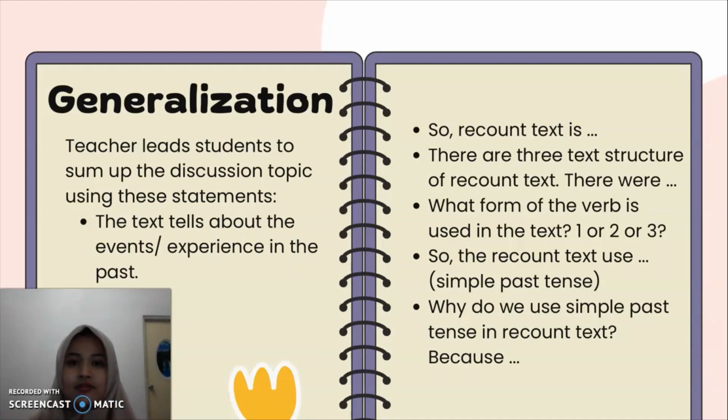What form of the verb is used in the text? Verb 1, 2, or 3? Verb 2. So the recount text uses simple past tense. Why do we use simple past tense in a recount text?